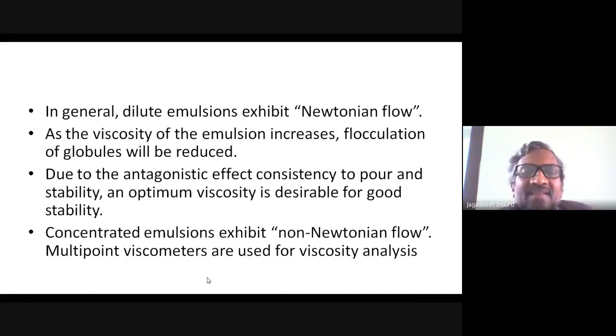At the same time, if you increase the viscosity too much to prevent flocculation, you cannot remove the emulsion from the bottle because the consistency is difficult to pour. It will become very thick. That is not good, so it is a contradictory principle. If you want to increase the stability by enhancing the viscosity, the viscosity will not allow you to transfer your material from the bottle. So you need to select the optimum viscosity for the desirable nature, pourability and good stability.